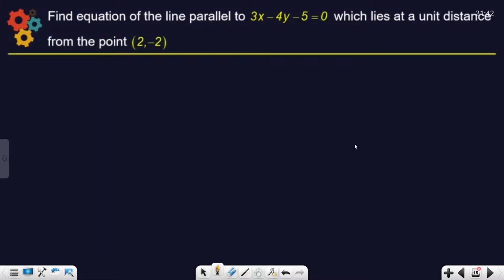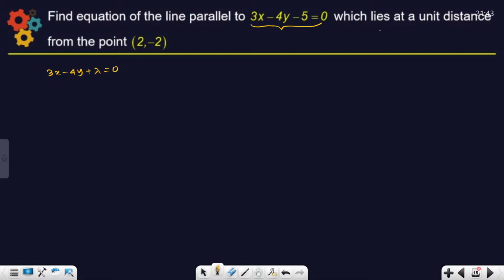See this question, what it has been said. It has been said to find the equation of the line parallel to this line. We know that any line which is parallel to this line is 3x minus 4y plus lambda equals 0. We add a constant. We have already discussed this. Now they have said that it lies at a given distance, because we have to find this lambda. So I need one condition.